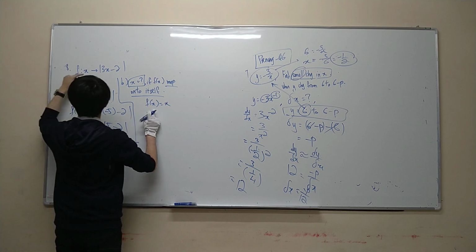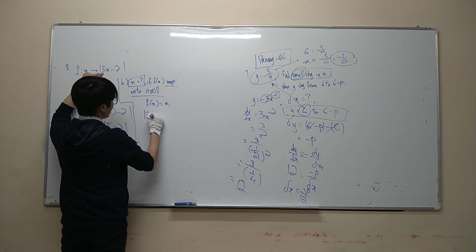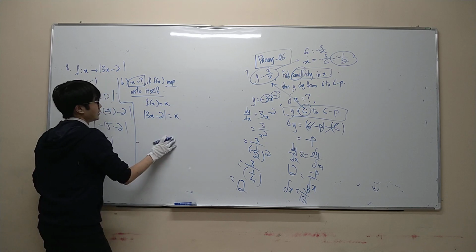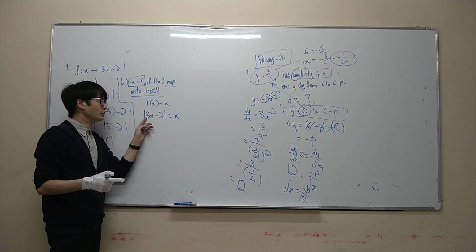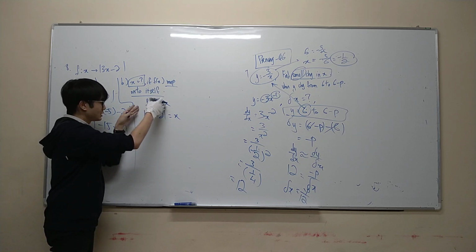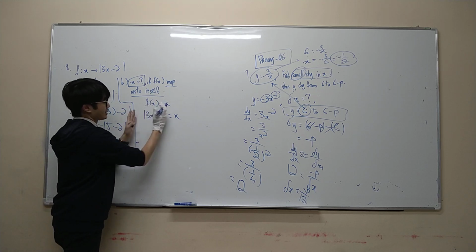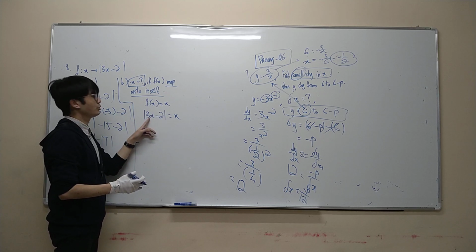Okay? So what is f(x)? You already have it. Modulus 3x minus 2 equals to x. So now you can find x. But you cannot pindah the 2 out. You also cannot pindah the 3 out. Why? Because it's trapped inside the modulus already. It's locked inside already. So you cannot pindah the 2, you cannot pindah the 3.